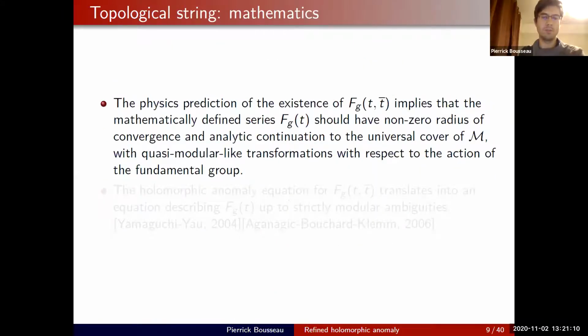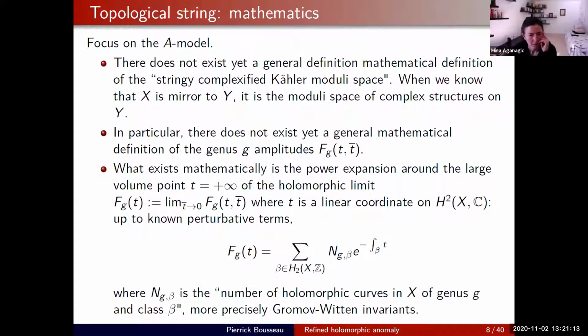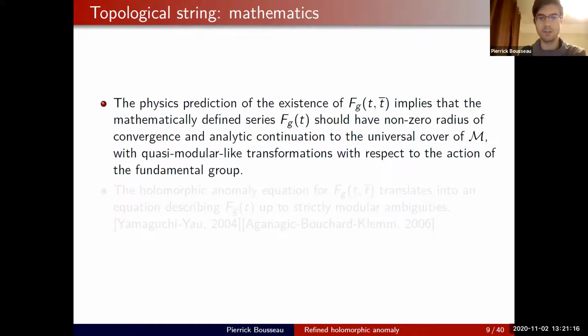And from this mathematical point of view, it's not at all clear that F_g(t), for example, has a non-zero radius of convergence. But of course, the physics, the fact that there should be this globally defined object F_g(t, t bar), implies that this mathematical series F_g(t) should have non-zero radius of convergence, and much more, should have some analytic continuation to the universal cover of the moduli space. And the fact that F_g(t, t bar), which is a globally non-holomorphic object, exists predicts that the holomorphic part should have a quasimodular-like transformation with respect to the action of the fundamental group.